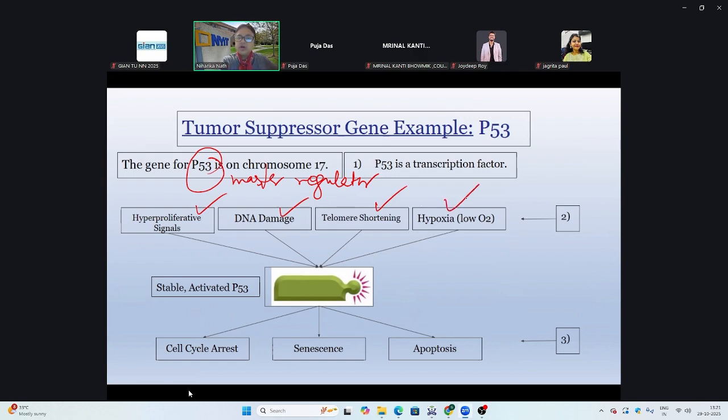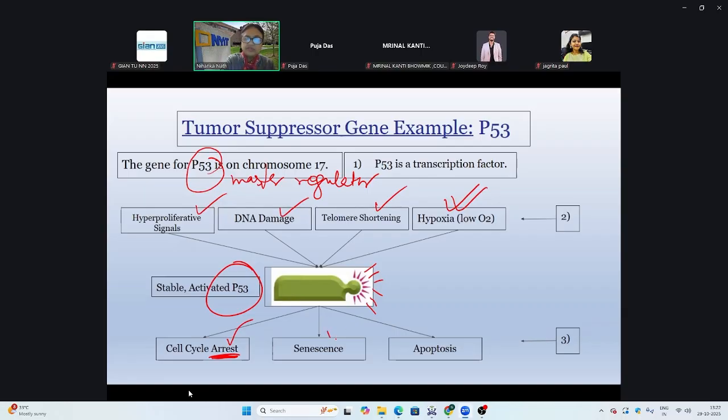Or if there is low oxygen, remember, the center of a cancer mass has low oxygen. If there's low oxygen, this P53 is going to get active, and look at this beautiful sunshine. It wakes up, and then it will cause the cell cycle to arrest. The cell cycle needs to stop. Don't multiply, just stop. That's a good thing. It will not go to G1, S, G2. It'll stop and try to repair.